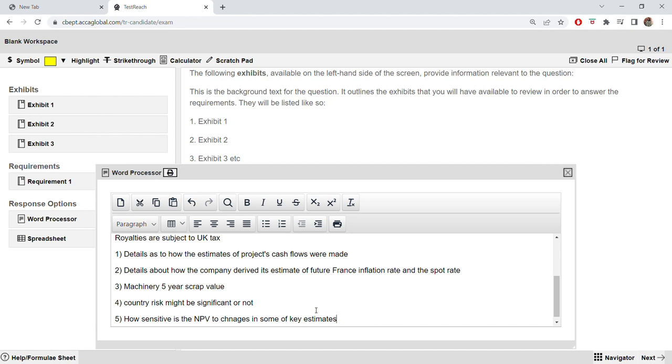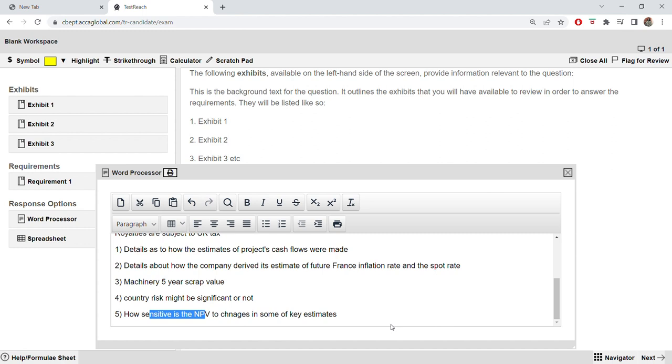Okay, some of it you can always write. For example, first one, second one about inflation, estimates of cash flow, sensitivity. This you can always talk about in any net present value question for assumptions. You might have some additional ones also depending on the case study that is given to you. So that's it for this question.